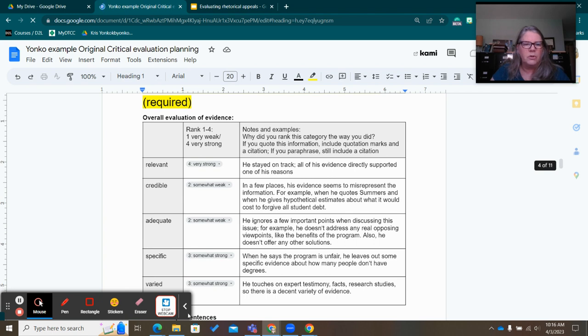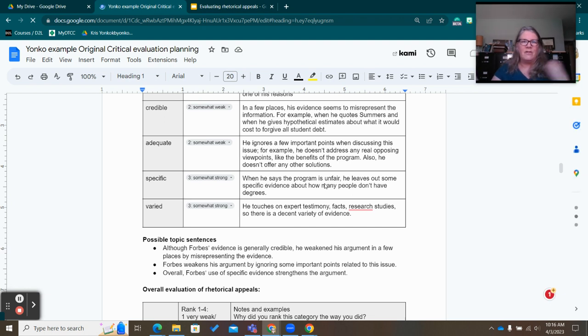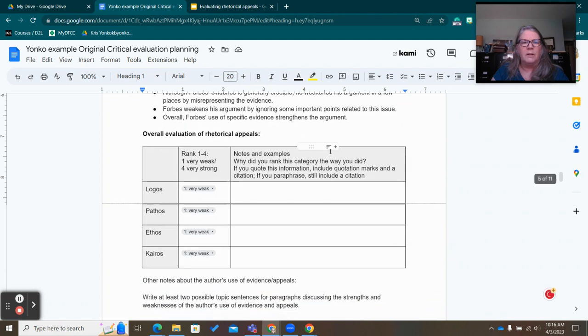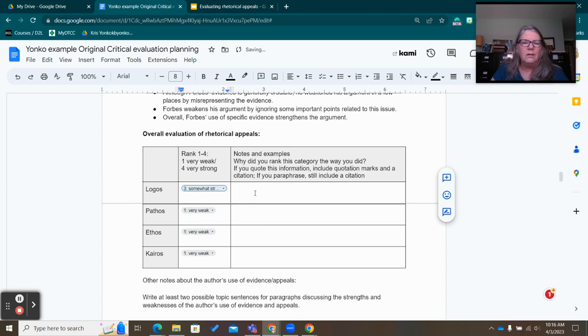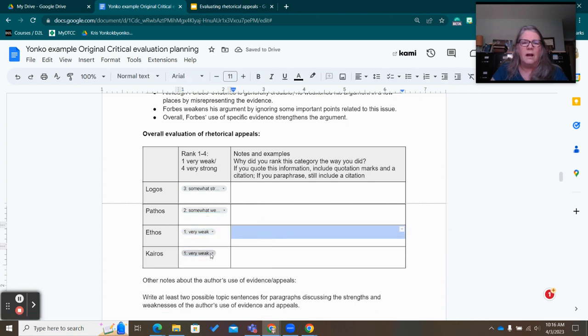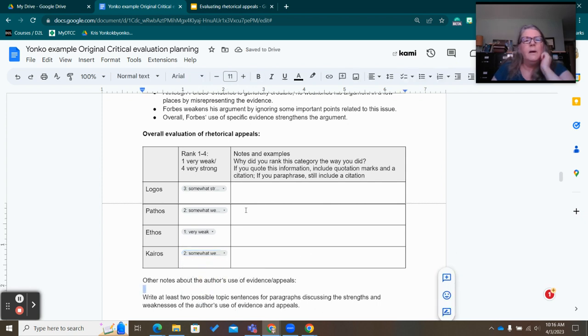Remember I showed you the evidence one. And remember, it's not yes, they have it or no, they don't, but is it really good? Is it sort of good? Is it not so good? Is it really bad? So we want to think of it in those terms. And then we'll also talk about topic sentences. So with Forbes, I think his logos is okay. It could be better, but it's okay. His pathos isn't his strongest thing. I think his ethos is actually pretty weak there. And kairos, not his strongest thing.